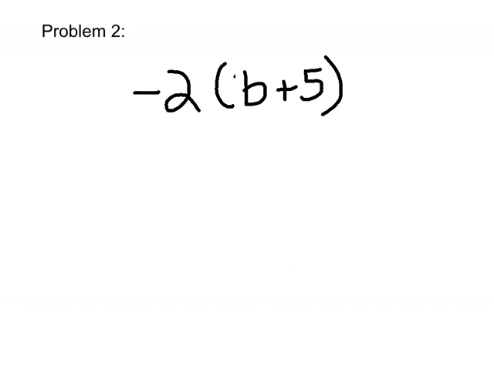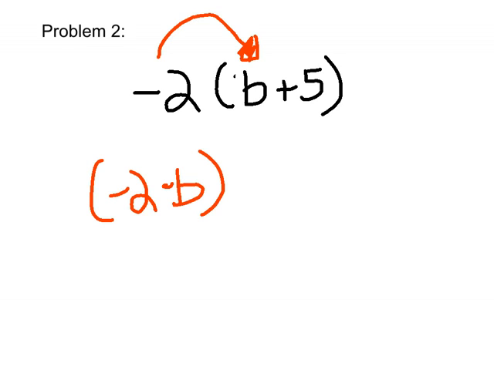Here's problem number 2. You are asked to simplify the expression negative 2 times the quantity b plus 5. Go ahead and hit pause if you need more time. Okay, here we go. I'm going to take my negative 2 and multiply it to b, and I'll get negative 2 times b, and then my plus sign that connects b plus 5 just comes down, so there's the plus, and then I'm going to take negative 2 and multiply it to 5, negative 2 times 5.